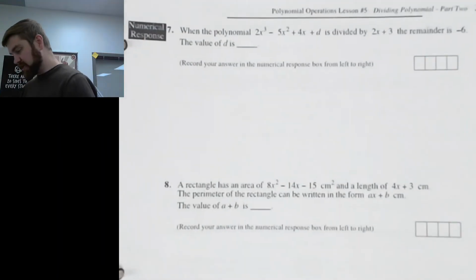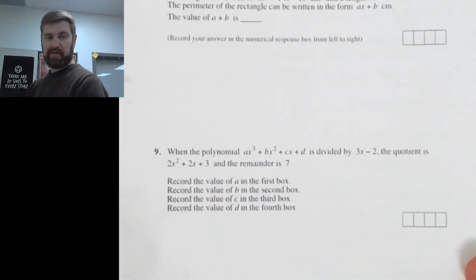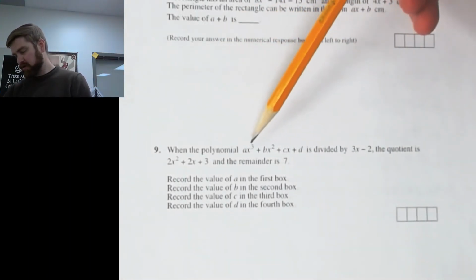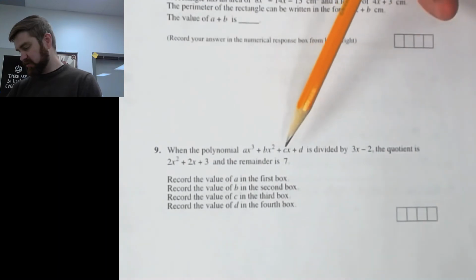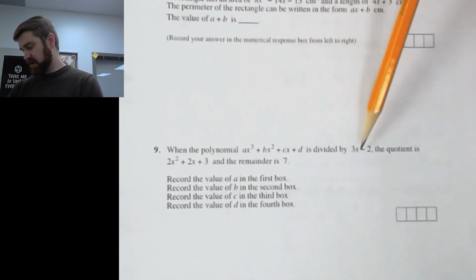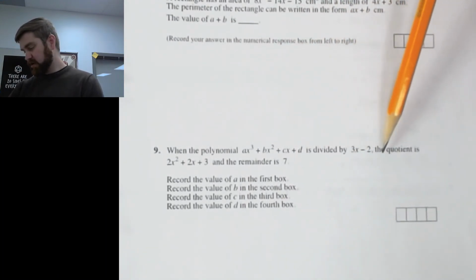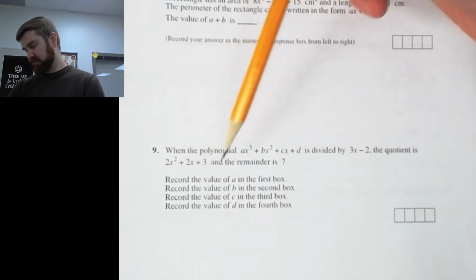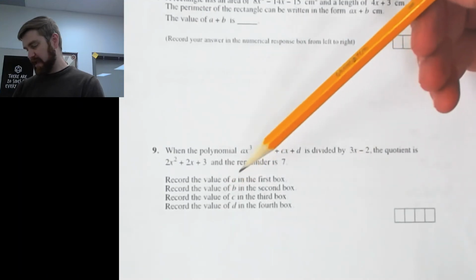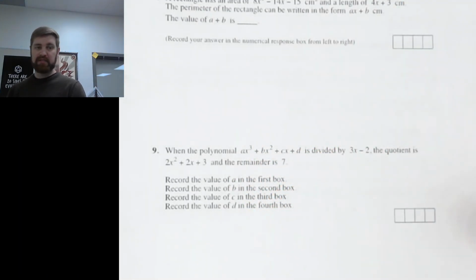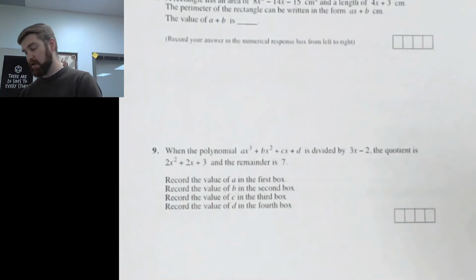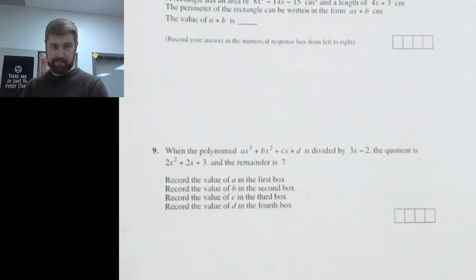A really hard question, comparatively, is this one here. When the polynomial ax cubed plus bx squared plus cx plus d is divided by 3x minus 2, the quotient is 2x squared plus 2x plus 3, and the remainder is 7. Find a, b, c, d. That would be considered a really hard question because of how many variables are floating around and what you have to do with those variables.